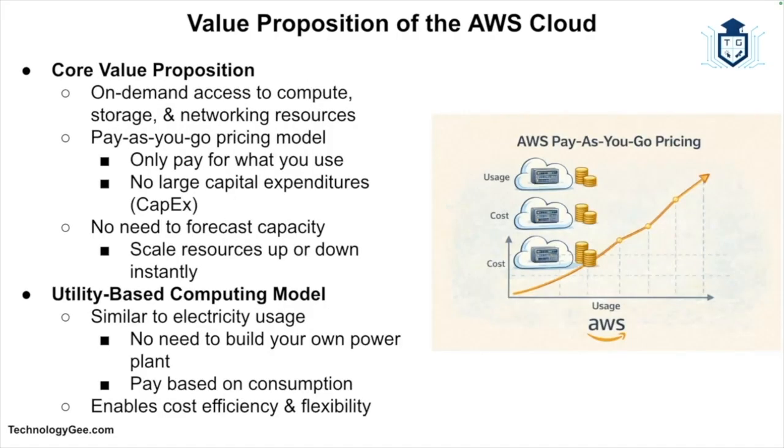But when it comes to AWS, they flipped the entire model on its head. Instead of owning infrastructure, companies can now rent it on demand. So think of it like electricity, where you don't build your own power plant, you just pay for what you use. That's the core value proposition of AWS: on-demand access to computing resources with a pay-as-you-go pricing model. No massive upfront investments, no guessing future capacity. You just spin up what you need when you need it. But that's just scratching the surface, because the real magic happens when you combine all of this with AWS's massive scale, global presence, and built-in resilience.